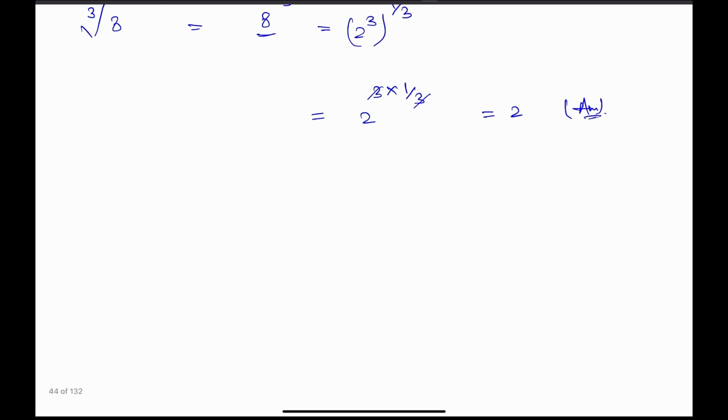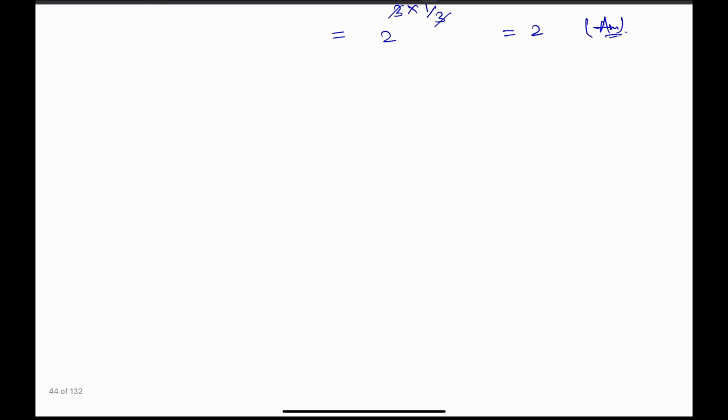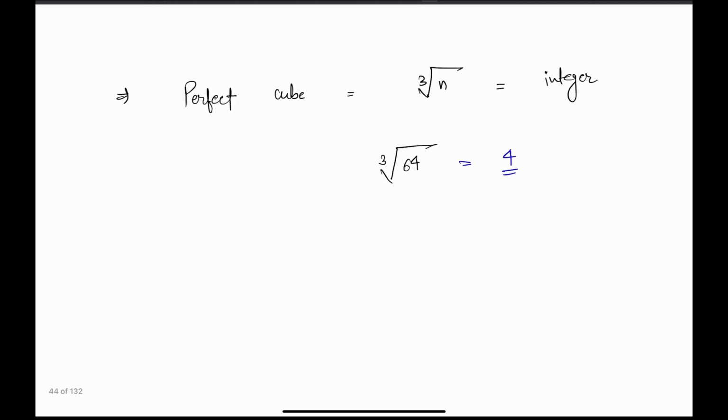There is one more term, that is perfect cube. As the name suggests, a number n will be called a perfect cube when the value of its cube root is an integer. Suppose for example, if someone asks me to tell the cube root of 64, is it a perfect cube? The cube root of 64, we all know, is 4. So yes, it's a perfect cube.